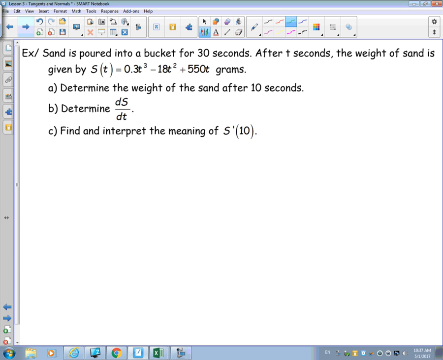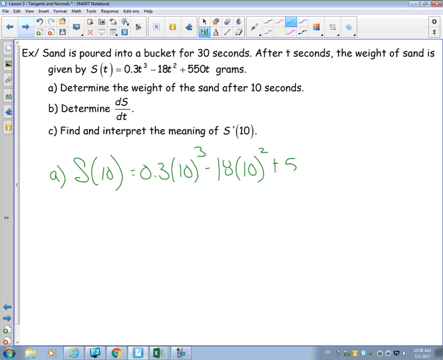Okay, so let's look at an application here. We have sand being poured into a bucket for 30 seconds. After t seconds, the weight of the sand is given by this equation. Determine the weight of the sand after 10 seconds. So what's that asking for? It's asking for a certain point in time. How much does the sand weigh? Specifically at 10 seconds. So I'm going to use my function equation, putting 10 in for all the t's, because that's how much time has gone by. And I want to calculate what that comes out to. Well, if I try that, I end up with 4,000. This is in grams after 10 seconds. That's how much the bucket weighs.